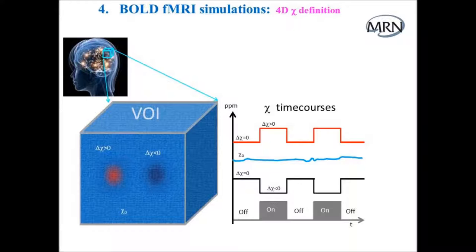So define a brain region, a volume of interest, just a small region like this, and configure this region with positive chi change and negative chi change. The time course we can define as on-off like this. So the chi change is defined like this, and the positive chi change like this. This is a noisy example. First, construct the 4D chi like this.